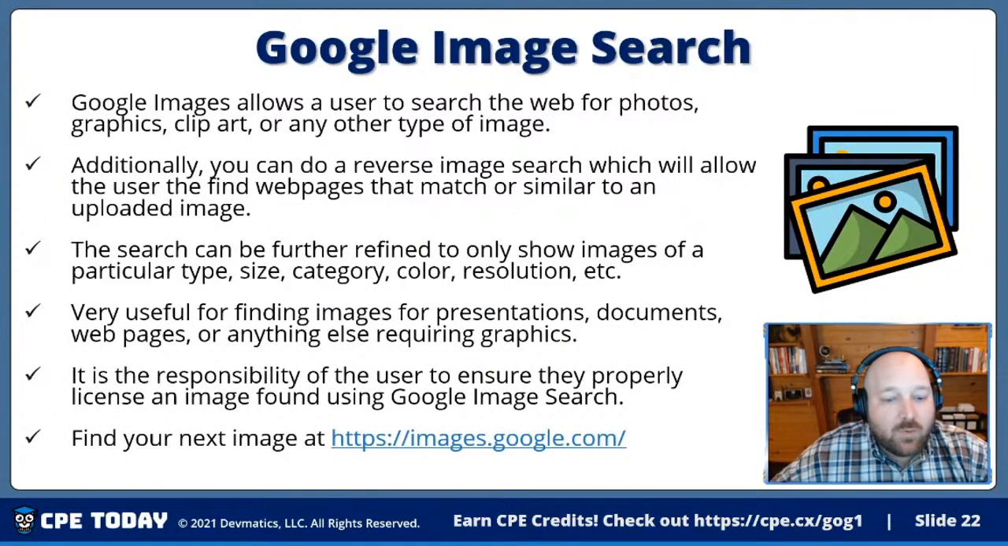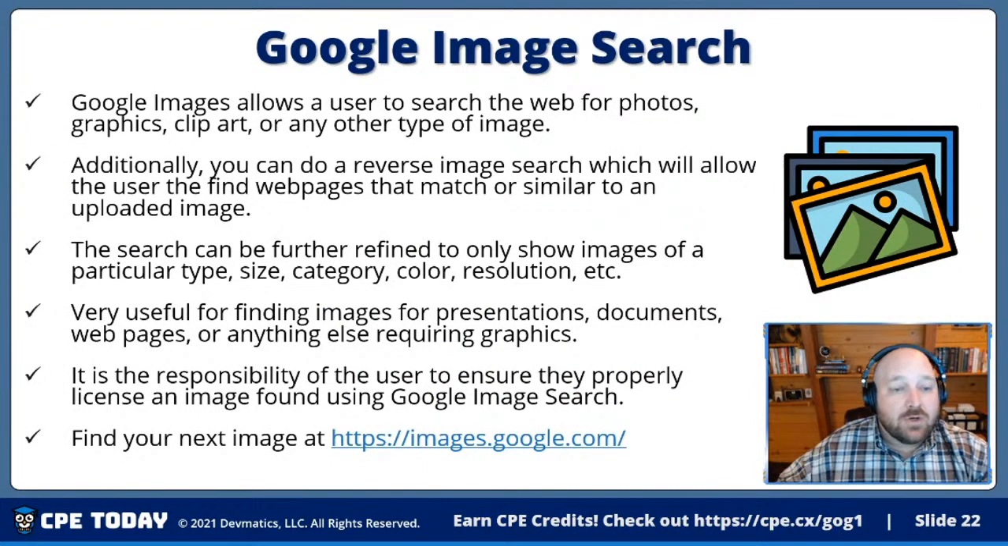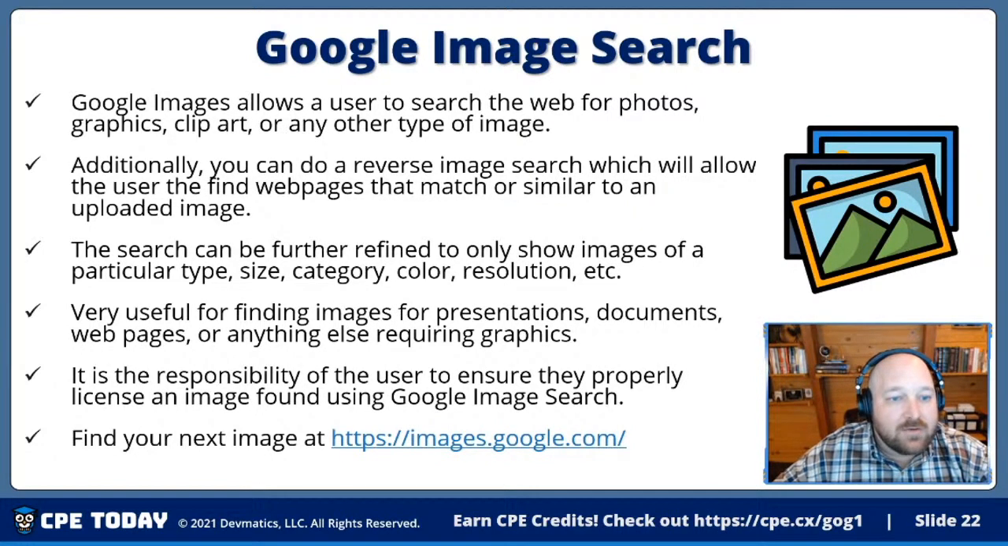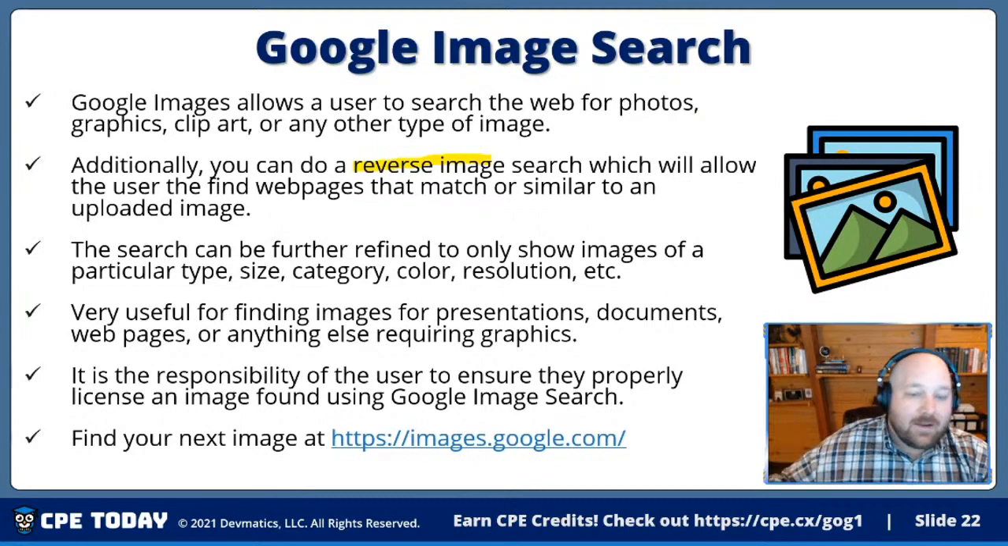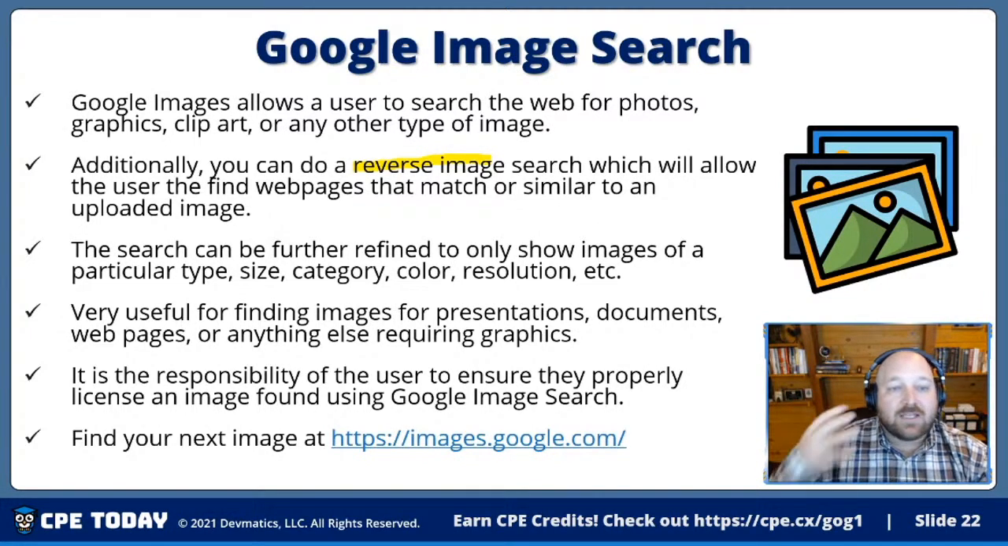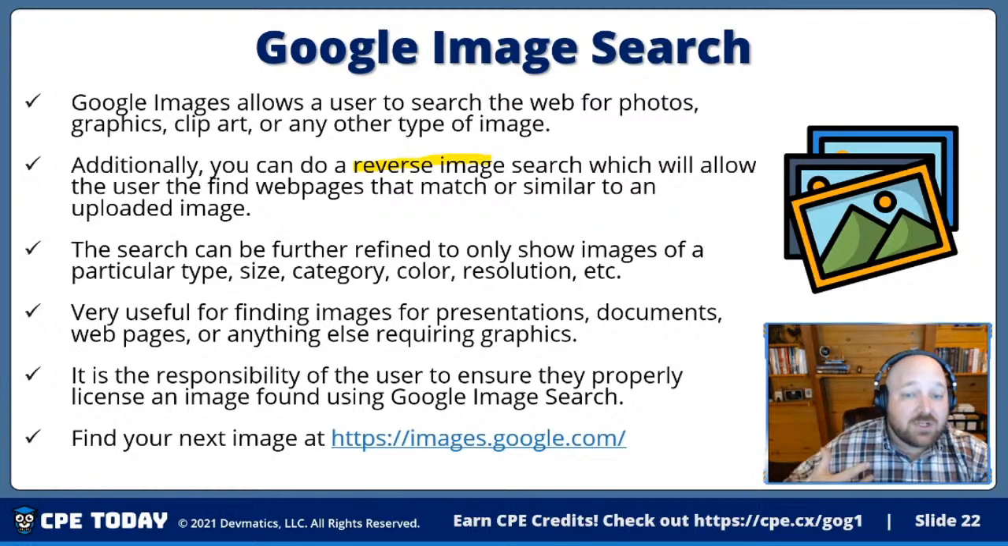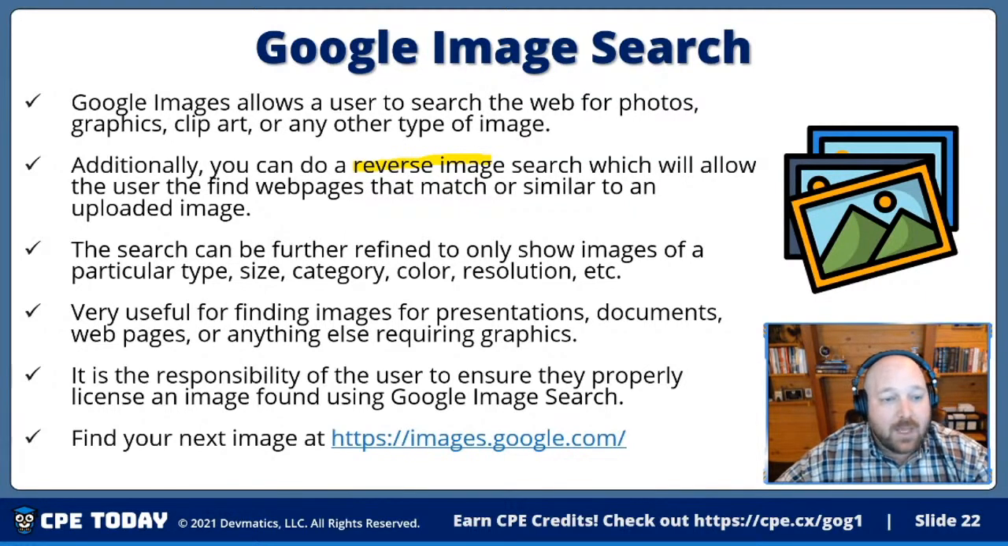Now, Google can also be really effective for finding images. Google Images is fantastic for finding photos, graphics, clip art, really anything that you're looking for. And you can even do a reverse search. So if you've got an image and you want to find information about that image, maybe you have a picture of a painting that you took when you were in the Louvre many years ago and you can't remember where that painting took place or the artist, well, guess what? You can do a reverse search too, where if you have a picture, it will show you information about that picture as well. And you can refine your search, for example, to look for particular types of images, sizes, categories, colors, resolutions. And it's great for a lot of different things.